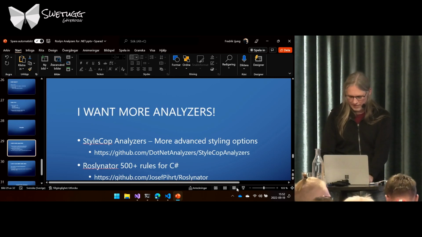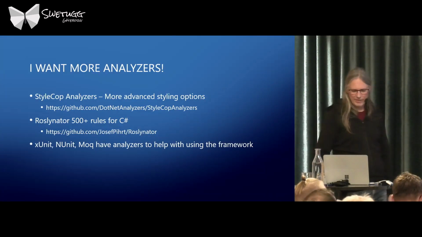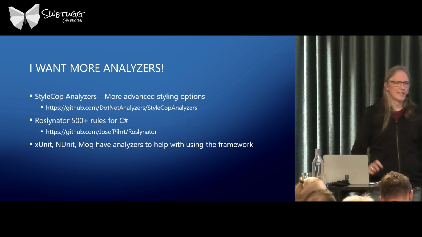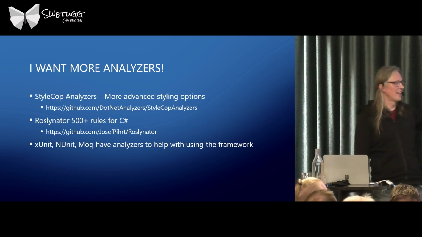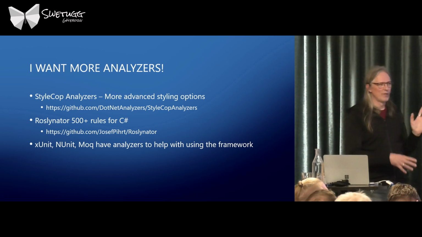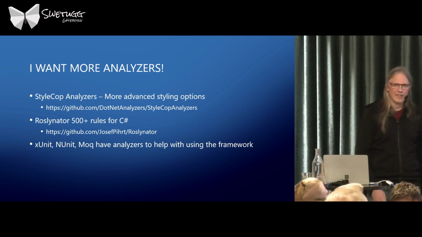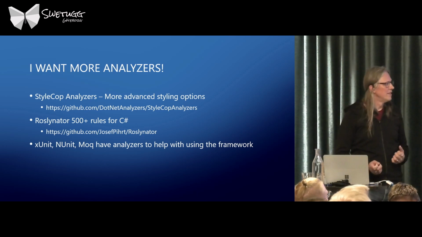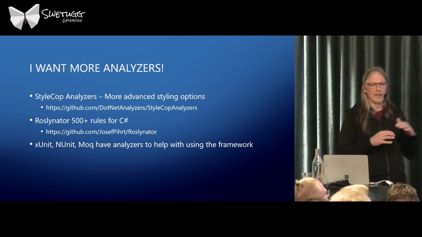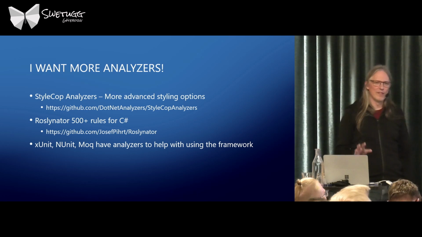I want more analyzers. So there are more analyzers to use out there. If you want more advanced styling options, StyleCop lives on, in a sense. It's now the StyleCop analyzer, so they've migrated a bunch of stuff that didn't make it into the .NET Roslyn analyzers. You can do things like, we don't want more than one new line. One new line is fine, but not two. Sort of warn about things like that.